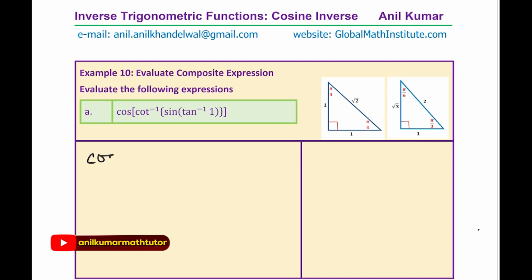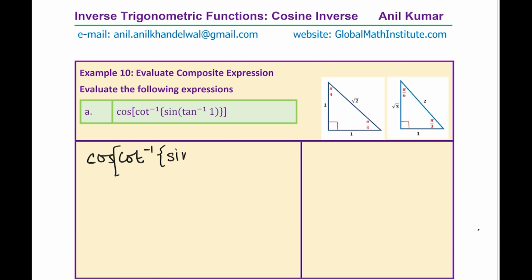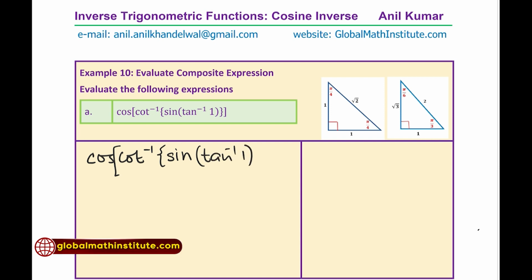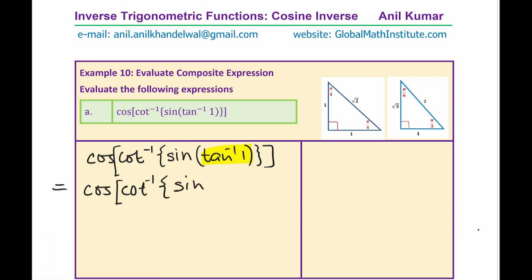So let me rewrite this. Cos of, so there are a lot of functions, cot inverse of sine of tan inverse of 1. Let's close all the brackets. So we'll start from inside out. First, what is tan inverse of 1? Pi by 4, right? So let's write that down. So we get this as equal to cos of cot inverse of sine of pi by 4.